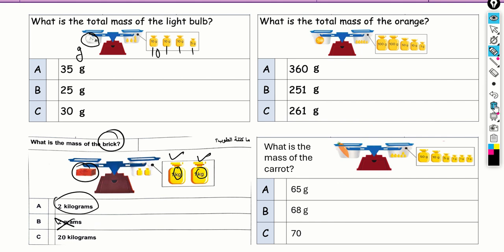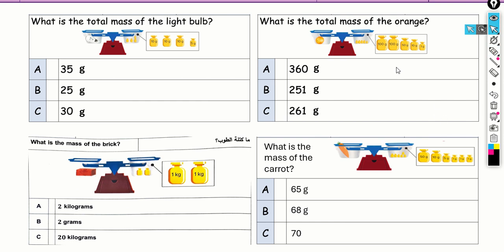Now try these remaining two by yourself. The orange is in grams. Yes, now how much is it? Add this together. A single carrot is in grams, right? How much? Add this all together.